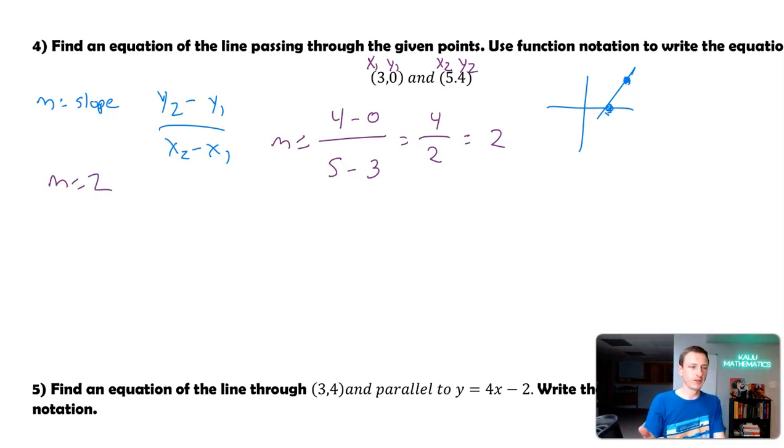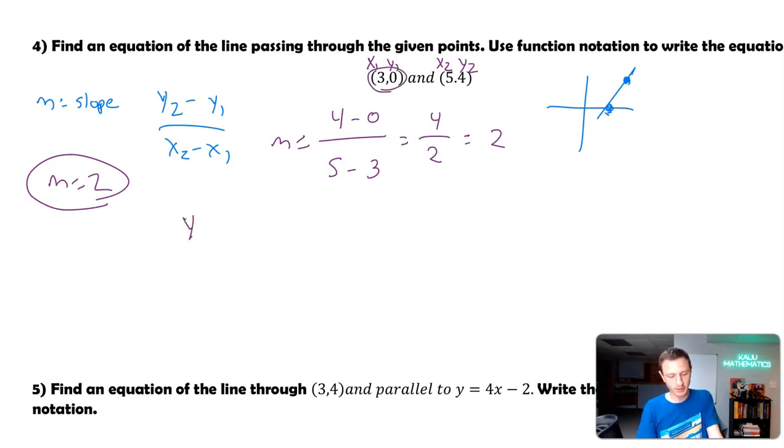And then from here, we have to plug it into point slope now, because I still need that form of f of x equals mx plus b. So I still need that slope-intercept form. So we're going to take that slope of 2. We're going to take this ordered pair of (3, 0). So y minus y1, and this is point slope, which I wrote down on the previous slide. So y minus y1 equals the slope times x minus the x1.